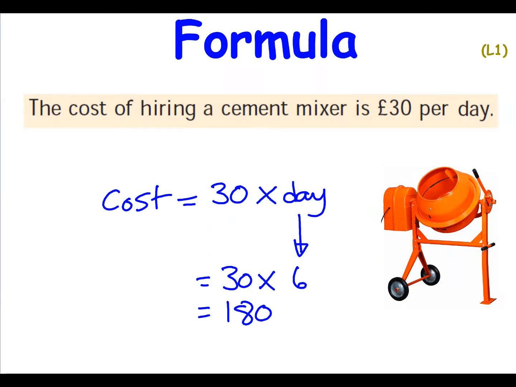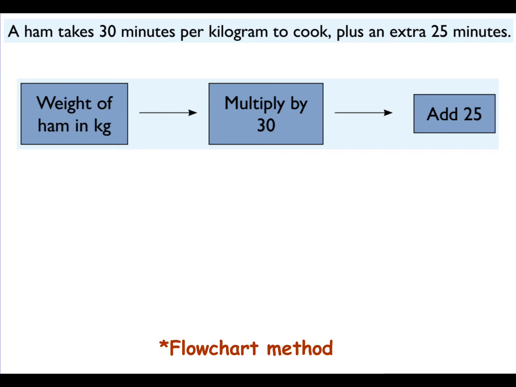Let's have a look at another wordy type formula question that you get that isn't too complicated, but it's been simplified for you by breaking it down into these boxes, sometimes known as the flowchart method. So a piece of ham takes 30 minutes per kilogram to cook, plus an extra 25 minutes. So whatever the weight is of my ham in kilograms, I have to multiply it by 30 and then add 25. So this is a formula.